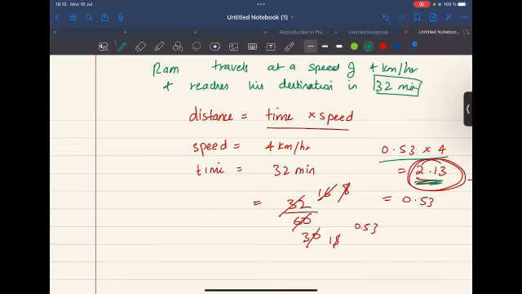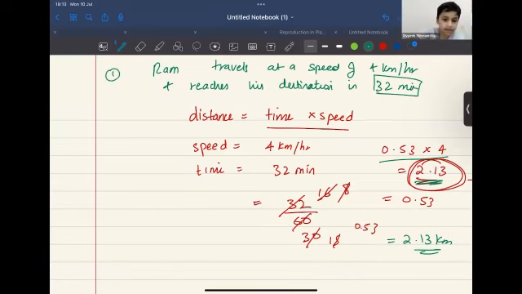Okay. So 2.13. It will be kilometer per hour or just kilometer? Ma'am, just kilometer. This will be the distance. Is this question clear to all of you all? Yes, ma'am. Can we go to the next question? Yes, ma'am.